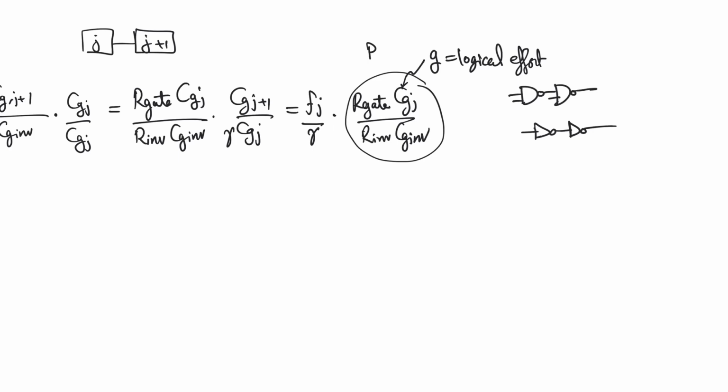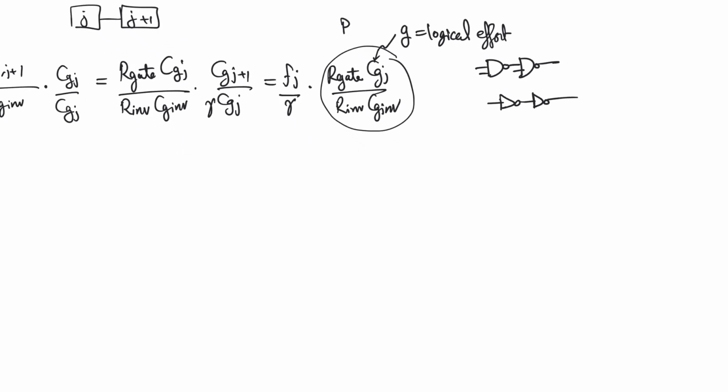Now, how do we calculate the logical effort G? It's very similar to how we calculated P. We notice that G is equal to R gate times C gate J divided by R inverter times C gate inverter.